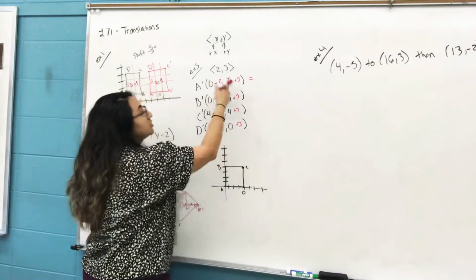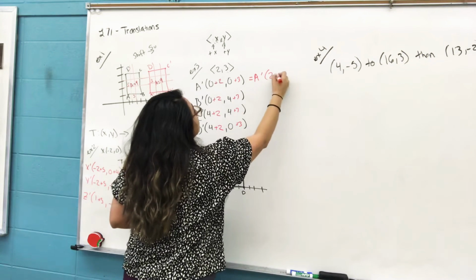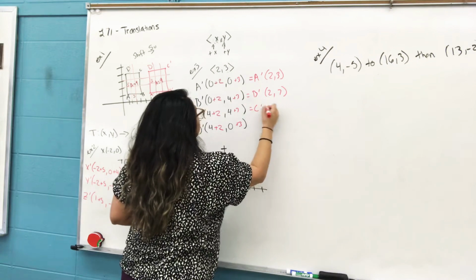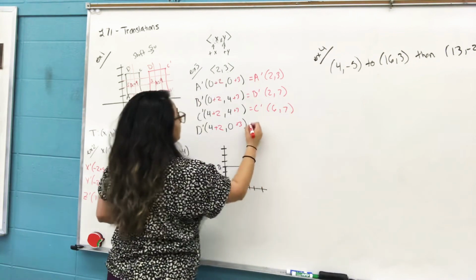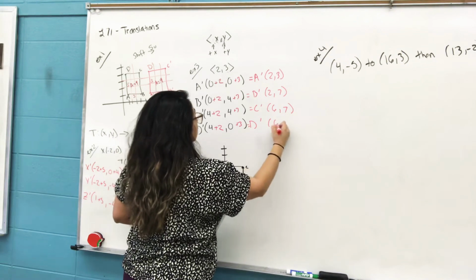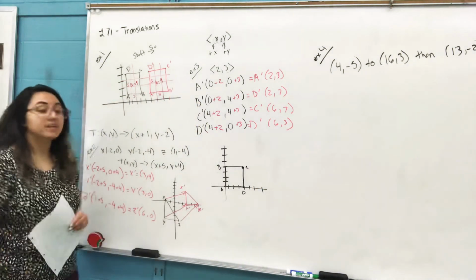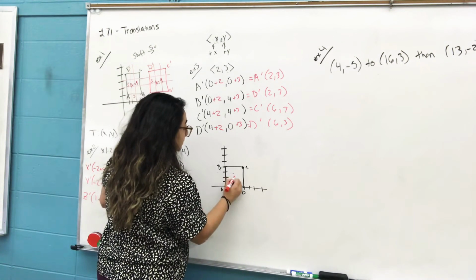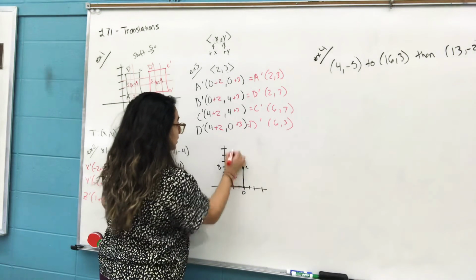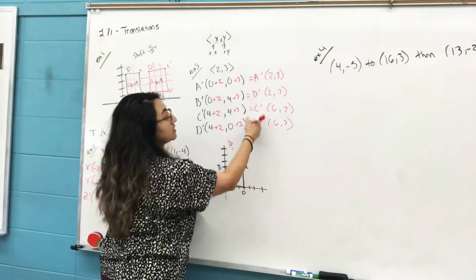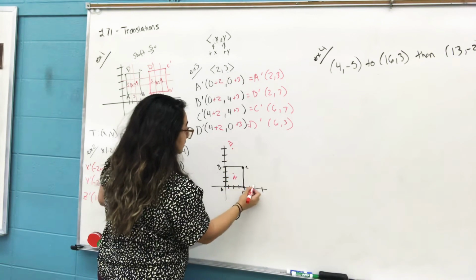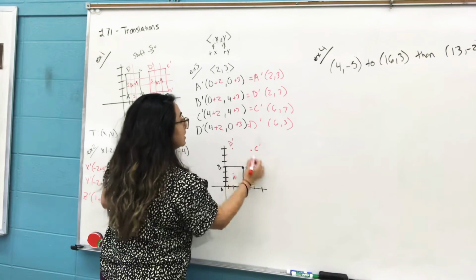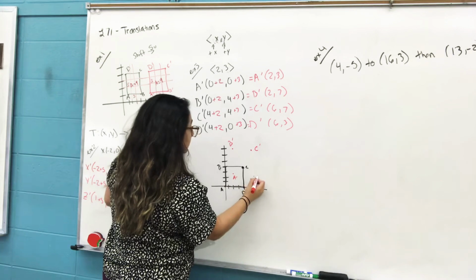So if we add 2 and add 3, our new coordinate will be 2, 3 for A, 2, 7 for B, 6, 7 for C, and then for D, it'll be 6, 3. So now, if I were to graph it, A is 2, 3. B is 2, 7 here. C is 6, 7, so it's up here. And then D is 6, 3, which is about here.